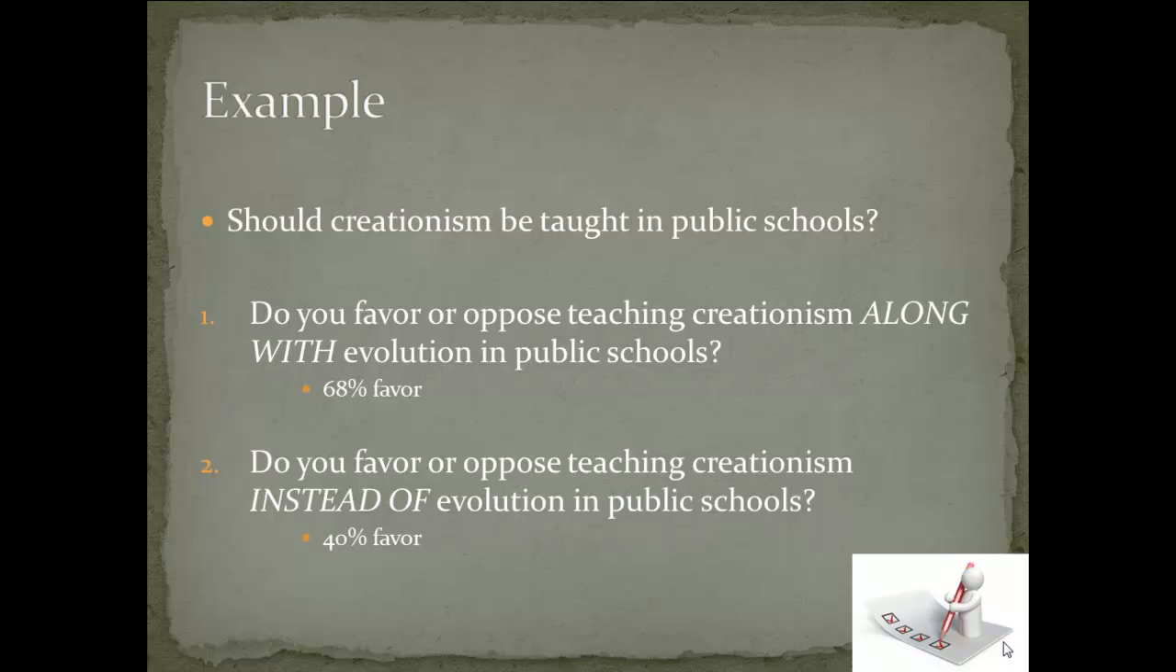Another example from the Gallup poll: their research question was, should creationism be taught in public schools? That's what they wanted to find out. And then they asked it in two different ways. First, do you favor or oppose teaching creationism along with evolution in public schools? 68% of people surveyed favored that. Asked a different way, do you favor or oppose teaching creationism instead of evolution in public schools? Only 40% approve of that. So depending on the wording, just slight variations can change how people respond, so you have to be really careful with that.